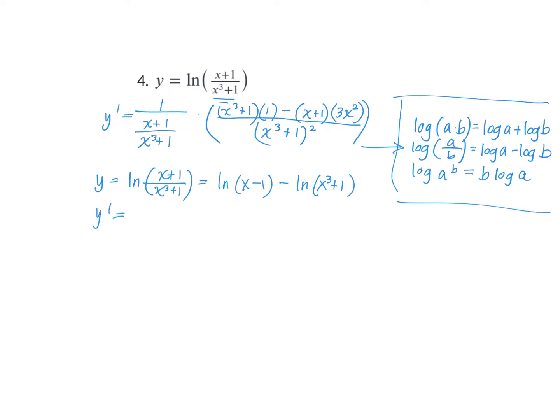So the derivative of ln of (x plus 1) is just going to be 1 over (x plus 1) times the derivative of that quantity, which just happens to be 1. And then we're subtracting the derivative of ln of (x cubed plus 1), which is just 1 over (x cubed plus 1) times the derivative of that quantity, which is 3x squared. And so this is just 1 over (x plus 1) minus 3x squared over (x cubed plus 1).